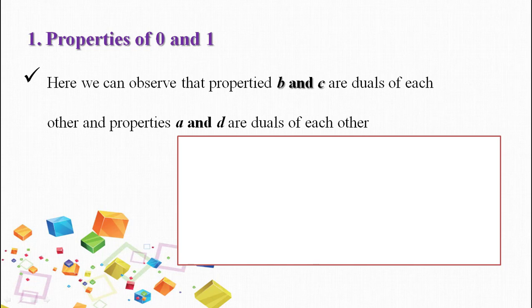With the help of these properties, that is the properties of zeros and ones, here we can observe that B and C are duals of each other, and A, D are duals of each other. What do you mean by dual? The dual of an expression is obtained by changing AND to OR and OR to AND, replacing 0 by 1 and 1 by 0, that is the principle of duality. So the duals are given over here.